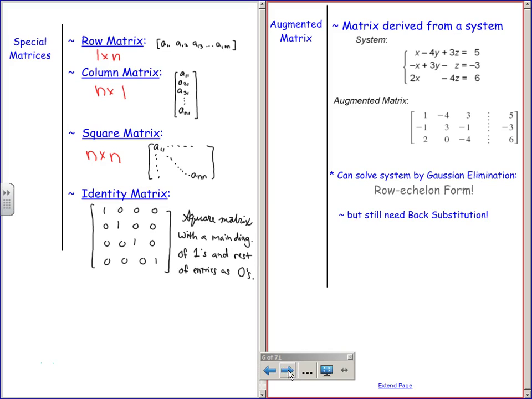An identity matrix is a square matrix with a main diagonal of 1s and the rest of the entries as zeros. If we can, in a system of equations, get the variable portion to be an identity matrix, we will have the identities of each of our variables.